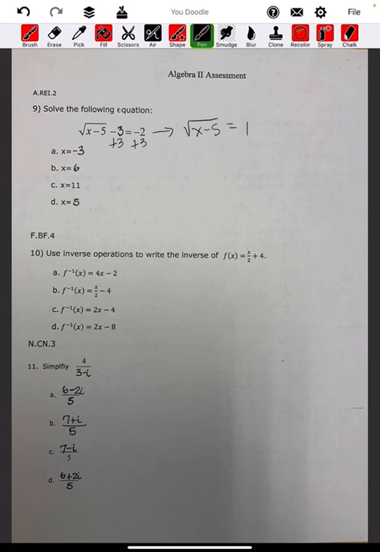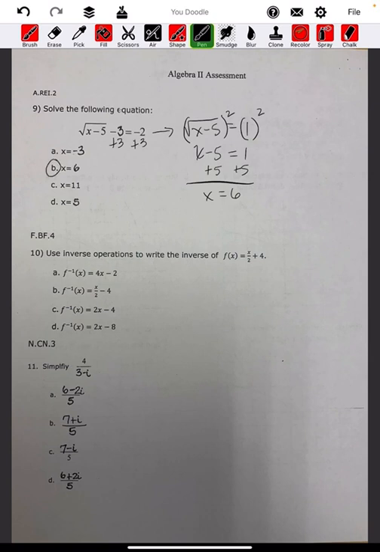All right, so now that I have my radical on the left and a number on the right, we're going to square both sides, and that's going to get rid of the radical on the left, leaving us x minus 5, and then 1 squared is 1. All right, so then we're going to add 5 to both sides and get x equals 6. So the only one that says x equals 6 is option B.